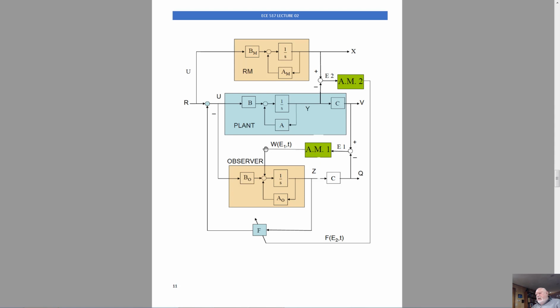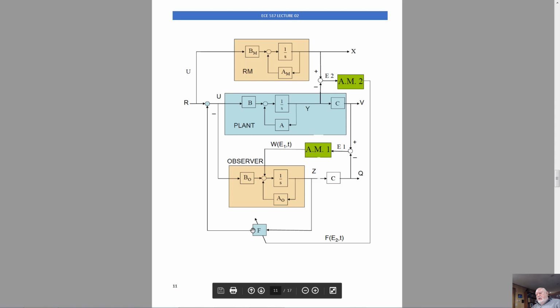And this adaptation mechanism is injected into the observer schematics. And actually it forces the observer to provide the same output as the controlled plant, and then we can rely on the state vector estimate z, because if this error is driven to 0, then z will be a very good representative of the state vector y of the controlled plant that is not accessible to us. This is one side of the story.